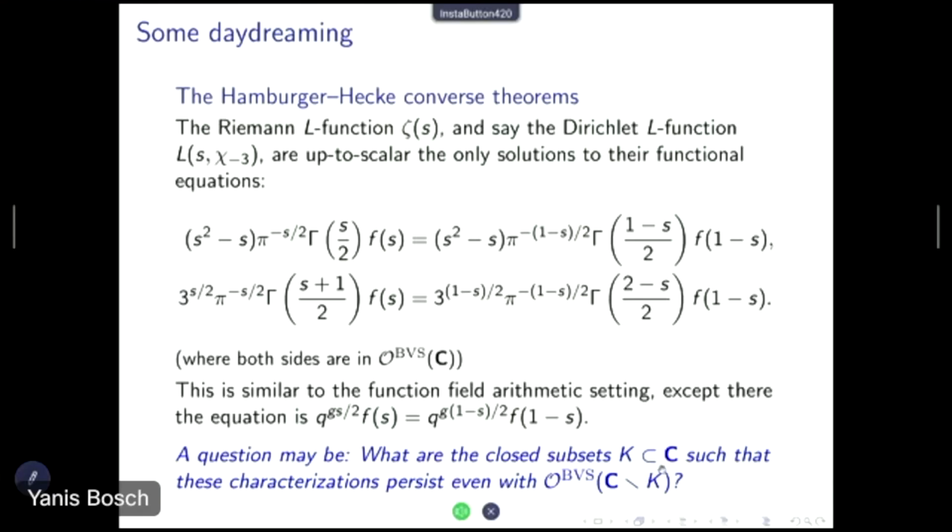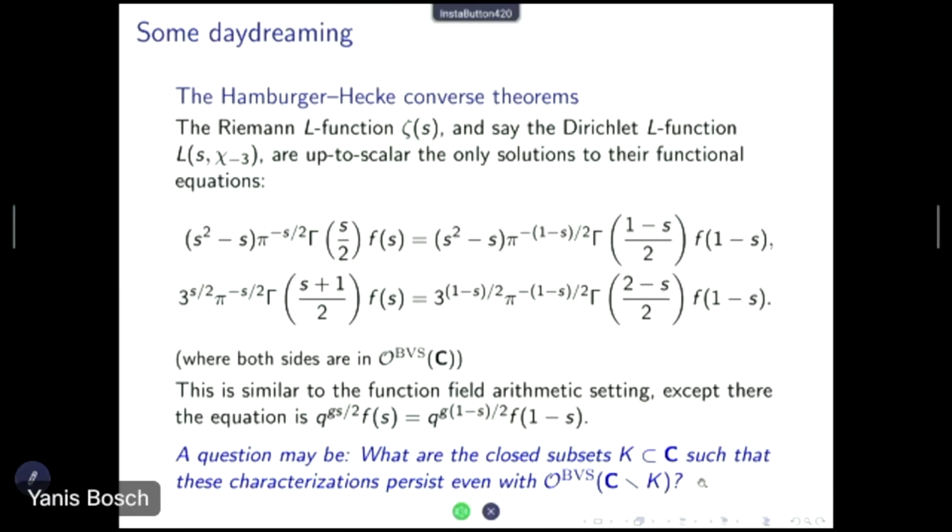So what are the closed sets in C for which this characterization by converse theorem persists even if we assume the functions are bounded in vertical strips on both sides, on the complement of some closed subset of the critical strip? As you may imagine, the kind of thing I'm usually thinking of is, for example, a square root construction where the set K would join certain pairs of zeros, but abstractly, let me ask it in this way.